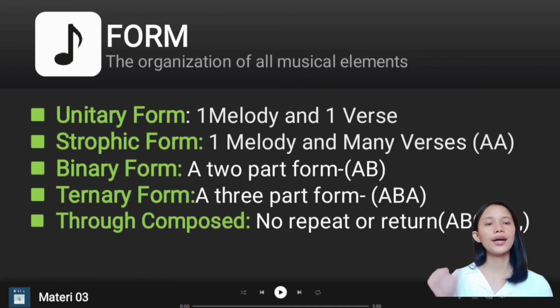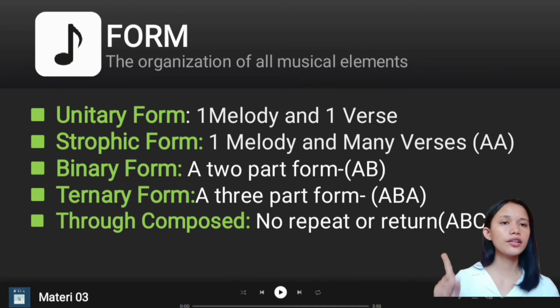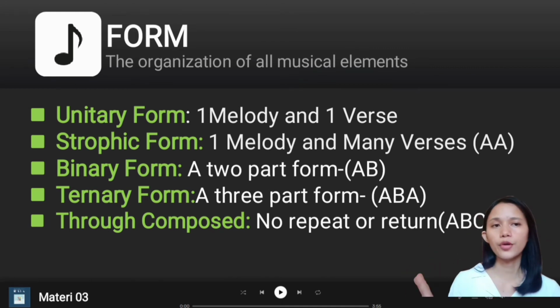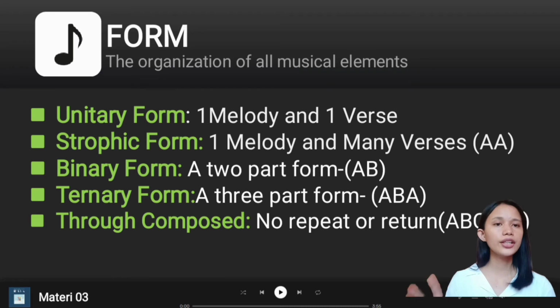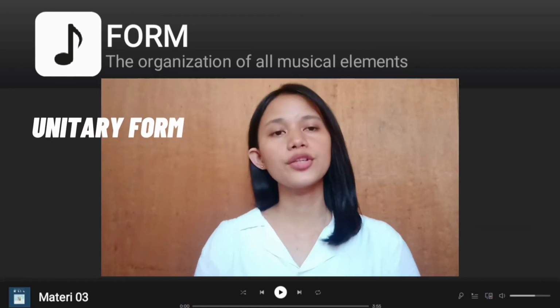We have here 5 different kinds of musical form. Una ay ang unitary form, pangalawa strophic form, then the binary, ternary, at ang true composed. So, let's start with unitary. So, first is the unitary form.